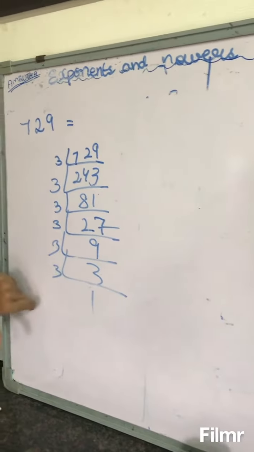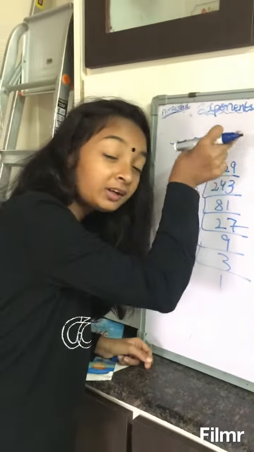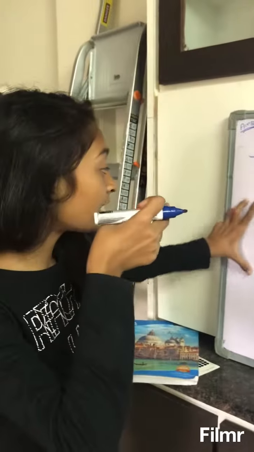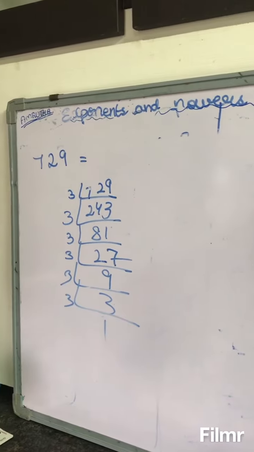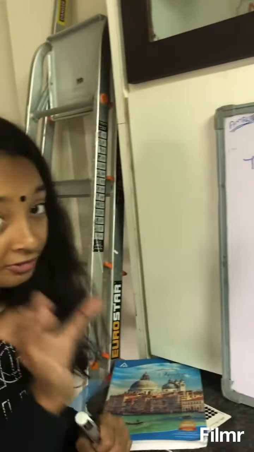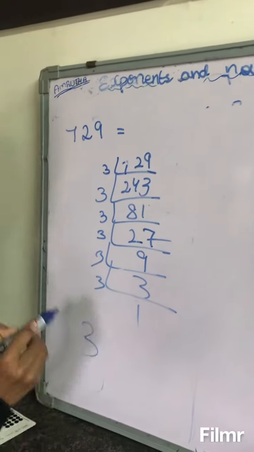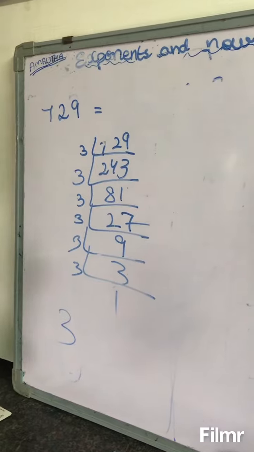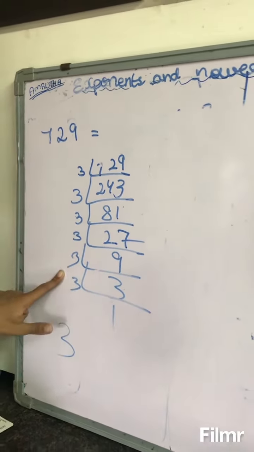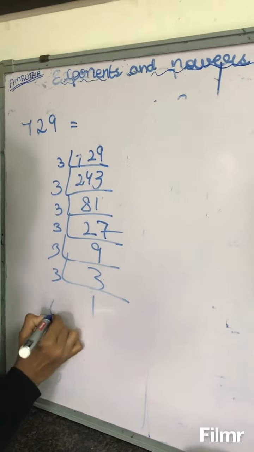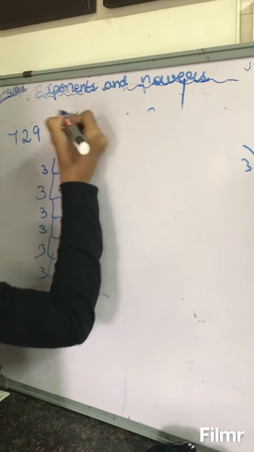So here, how to write this in exponential form? 729 is 3 multiplied 6 times. How to represent that? I already said exponent is 3 here, and power is how many times you're multiplying this number. Multiplying 3 six times, so the power will be 3 to the power of 6. So 729 is 3 to the power of 6.